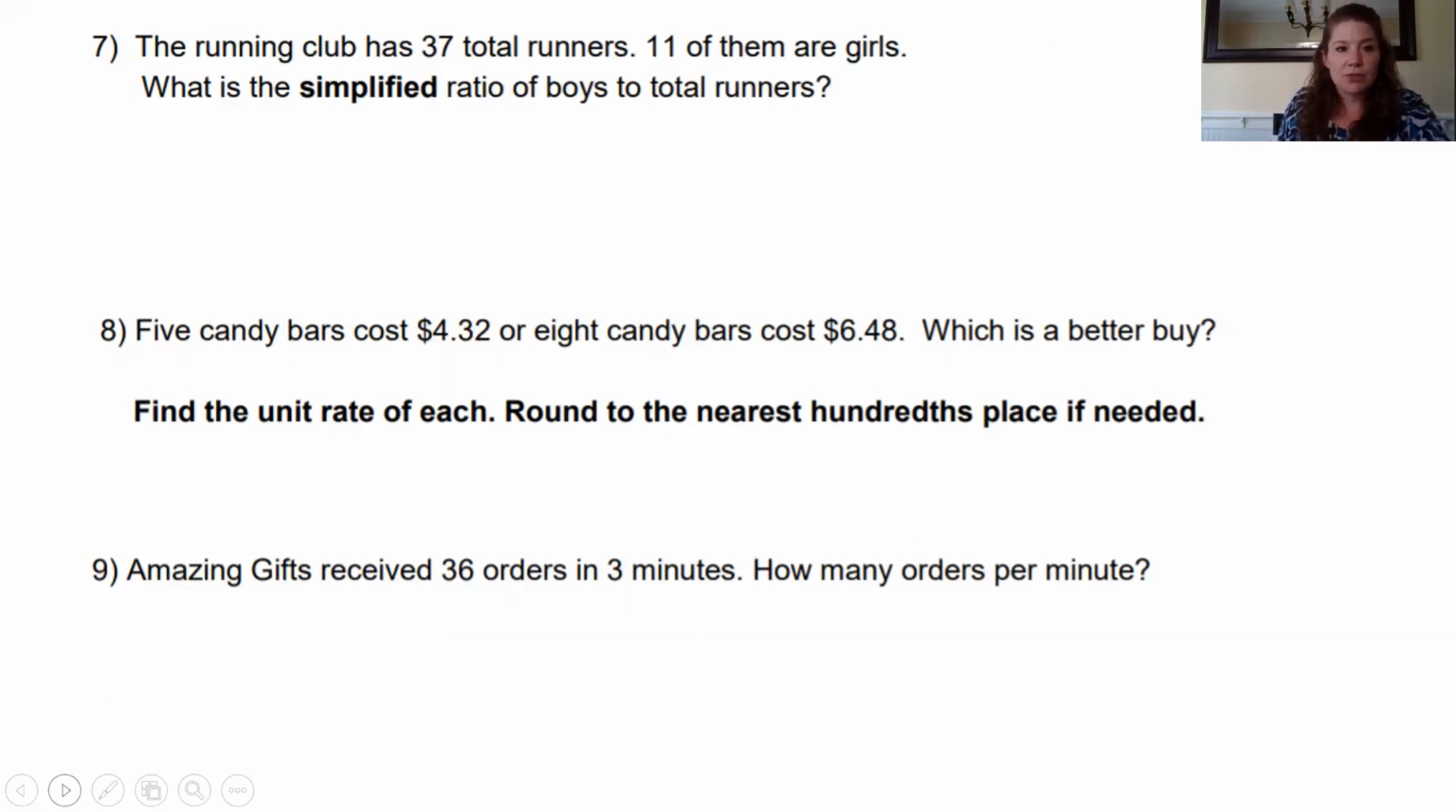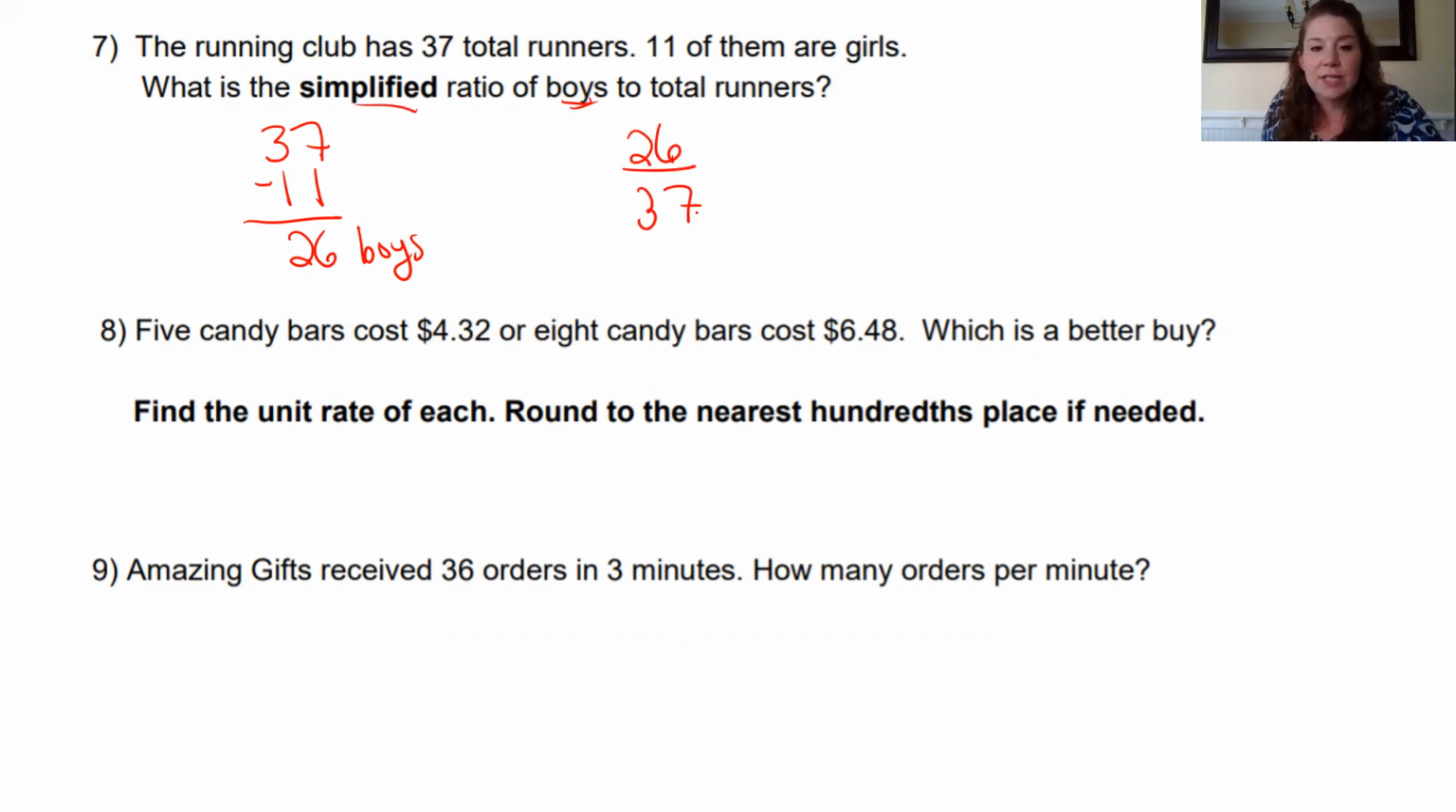All right, number 7, the running club has 37 total runners. 11 of them are girls. Well, if 11 are girls, how many are boys? That means 26 are boys, because it wants to know boys to total. Well, 26 boys out of a total of 37, and that cannot be simplified. 26 and 37 have no common factors besides 1, and 1 doesn't help us.